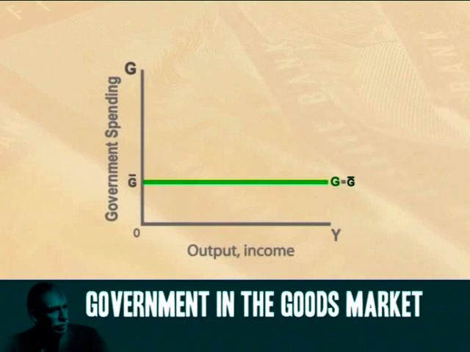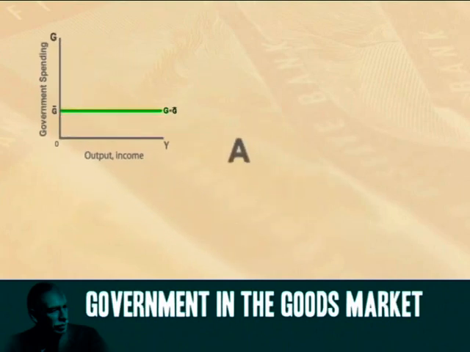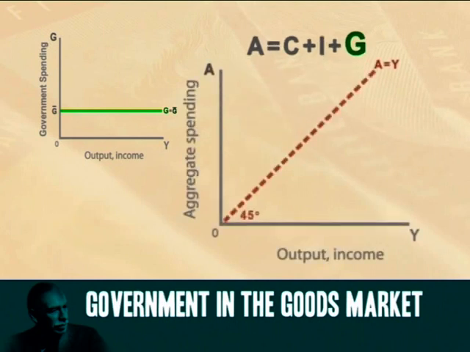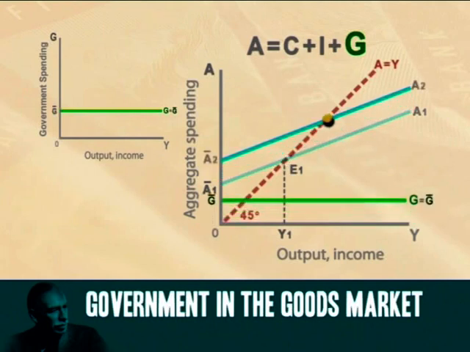Our total spending equation, representing all expenditure in the economy, now evolves to include government spending. Aggregate spending A now equals C plus I plus G. All our autonomous components, C bar plus I bar plus G bar, give us the vertical intercept, A bar. So A bar, the vertical intercept, now moves up by the amount of government spending. And it follows that the entire total spending curve shifts upwards from A1 to A2.